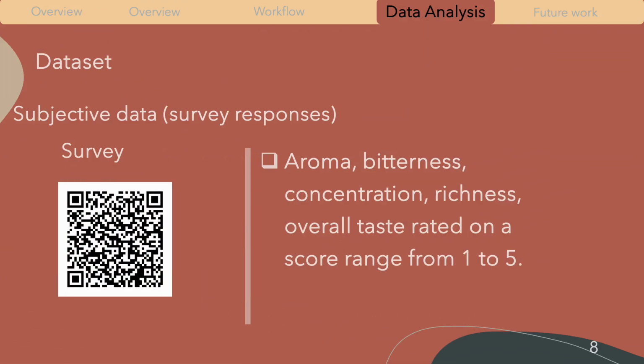And after that, we also have a second source of datasets, as I said, a survey from coffee customers. So this is the QR code of the survey. In this survey, we are asking them to rate some features of the coffee. For example, we give you the coffee to drink, and we ask you, what do you think about the aroma of the coffee? What do you think about the bitterness? What do you think about the richness of the coffee? And so on. And after that, we ask them about the overall taste, the overall satisfaction about the coffee. All of these scores are rated in the range from 1 to 5.